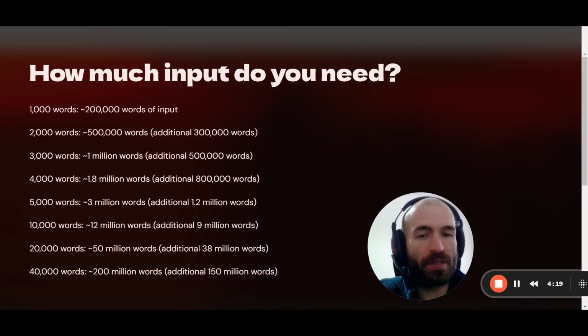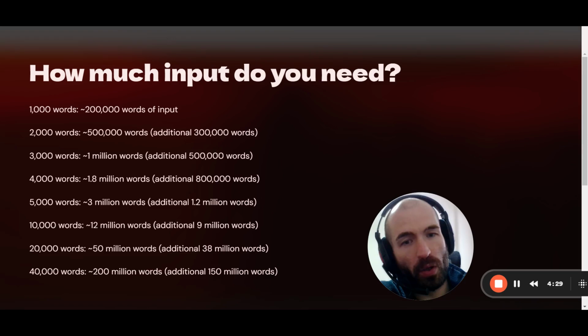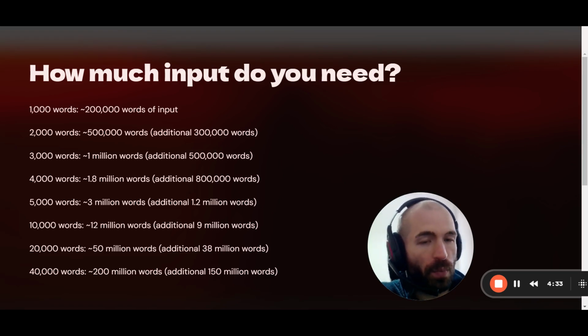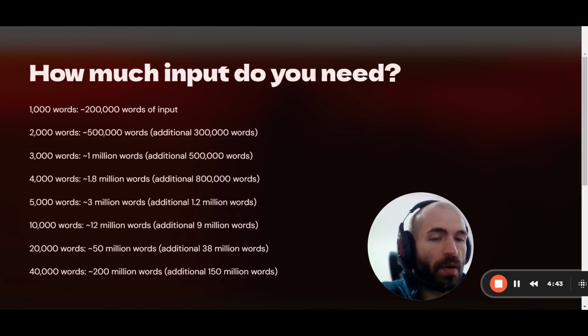10, 12 million words. A proficient level would be 20,000 words, which is double that, and that's already an insane amount of words that you need to get exposed to. 50 million words of input, that's hundreds of books that you need to read, or many thousands of hours watching videos or listening to podcasts. And 40,000 would be more or less a native level speaker.